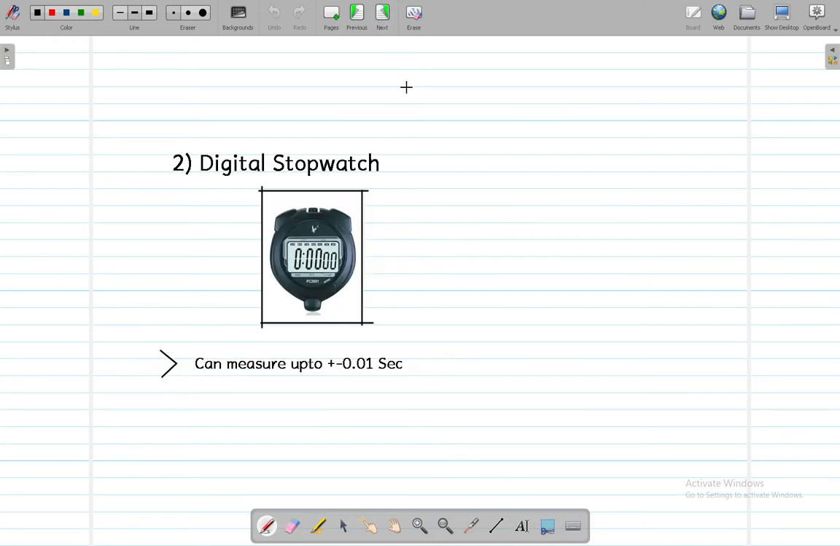Now moving on to our second device, which is a digital stopwatch. We mostly use that in sports, or maybe measuring laps, or it is just used to measure normal time limits, but it is not that much standard, so it is not that much used, but it can measure up to plus minus 0.1 second. That is its accuracy.